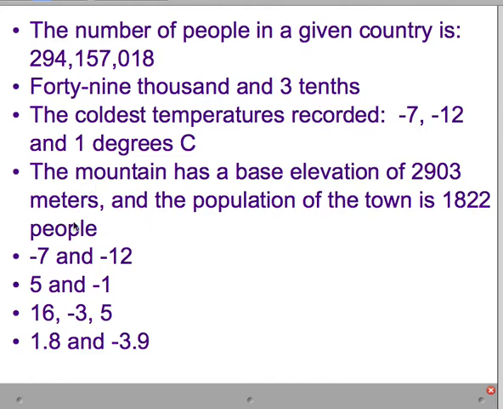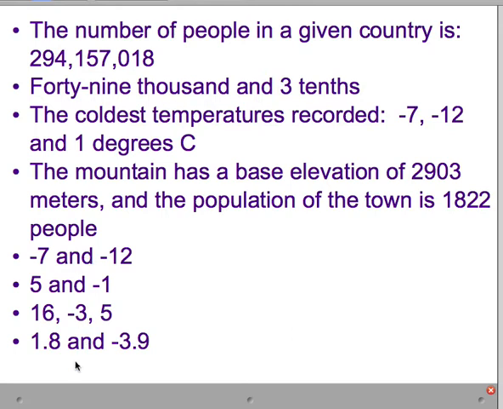And I gave you this information about a little town at the base of a mountain and asked you which is a count and what is the counting unit. The meters is a measure, not a count. You can't count each specific meter. It's continuous measurement. The count was 1,822 and the counting unit was people.